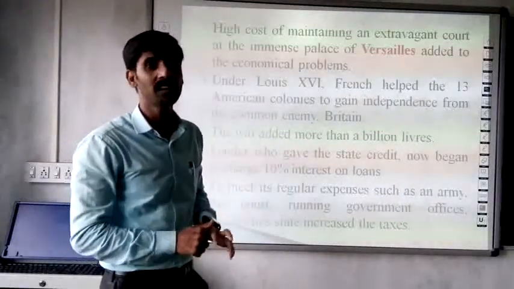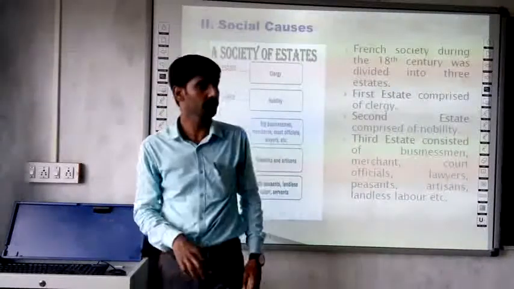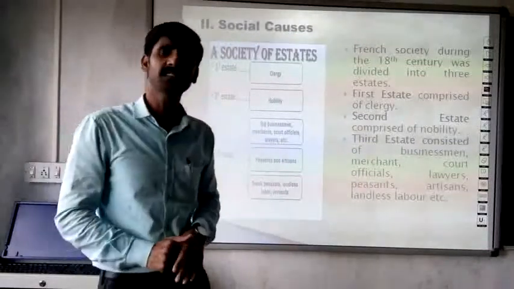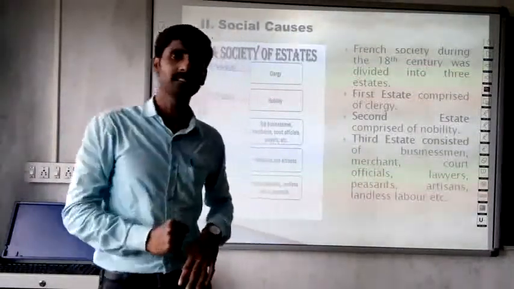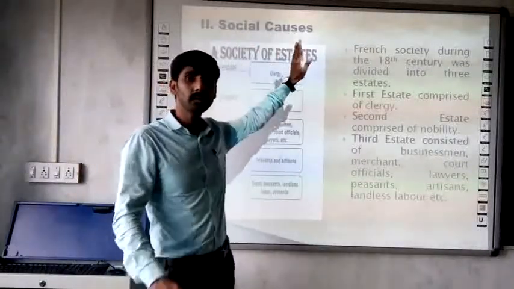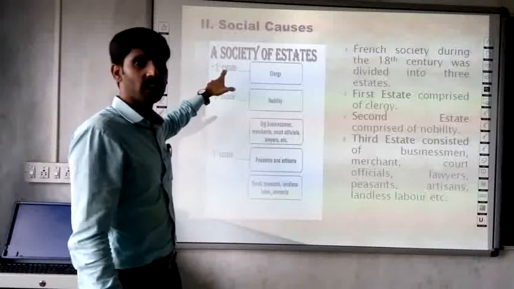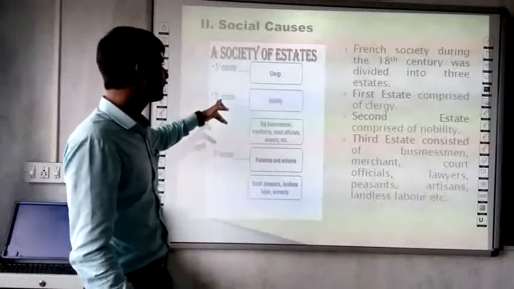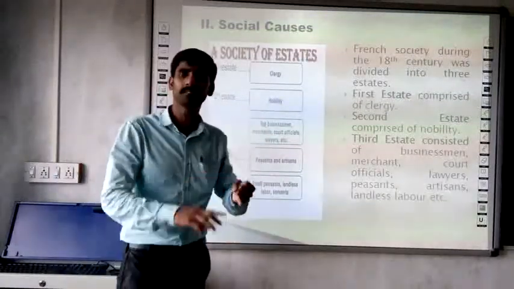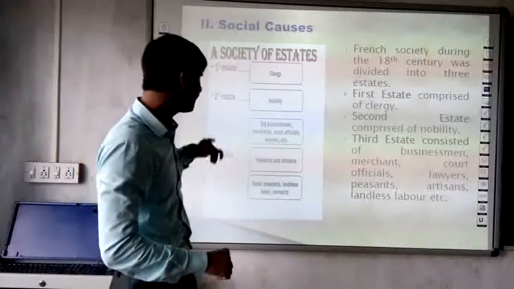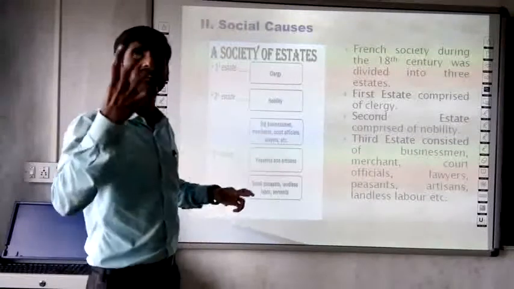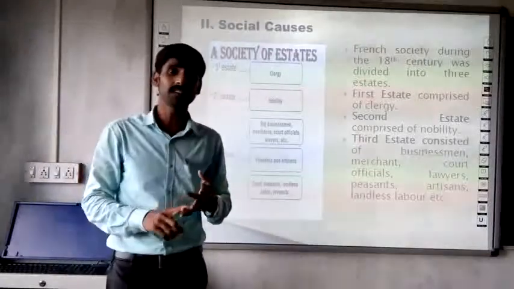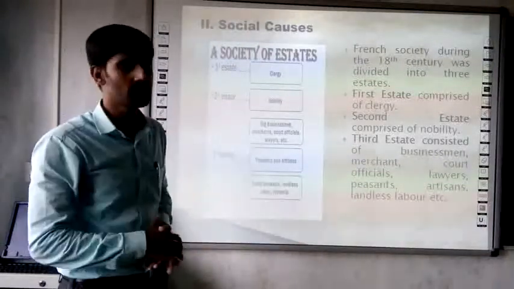Now let us go to the second one, social causes. During the 18th century, French society was classified into three estates. The society was divided into three estates. First estate comprised the clergy, meaning church authorities. Second estate comprised the nobility, meaning the monarch and his family. And the third estate consisted of big businessmen, merchants, traders, artisans, peasants, landless farmers, servants, and so on.